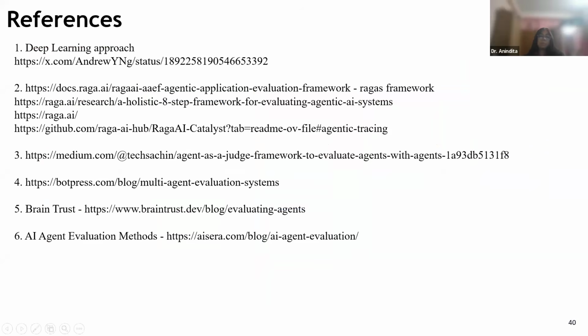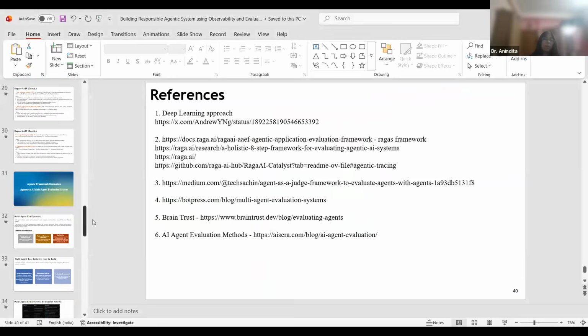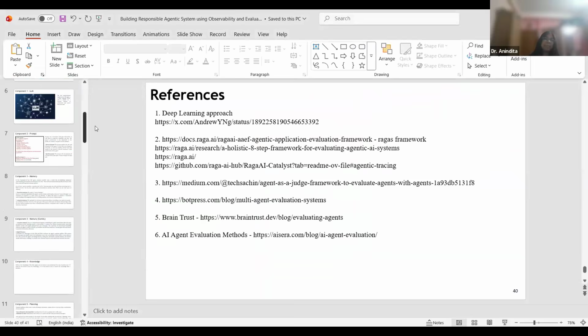So we have seen majorly three things: the agentic system, and second, observability, like how we can observe different metrics when the agentic system is running in production, and how we have to evaluate that. If there is any specific question on this or anything, we can address it now.